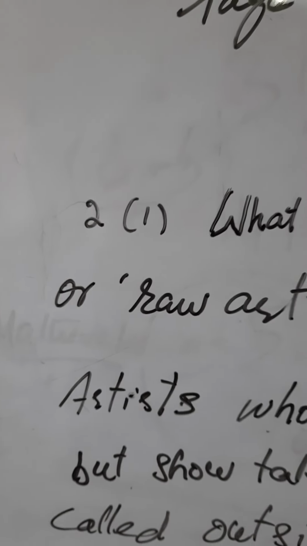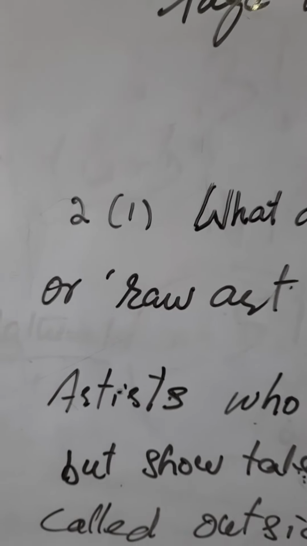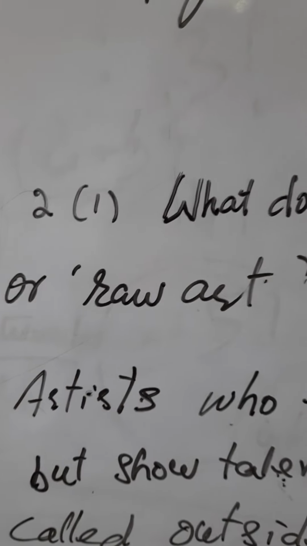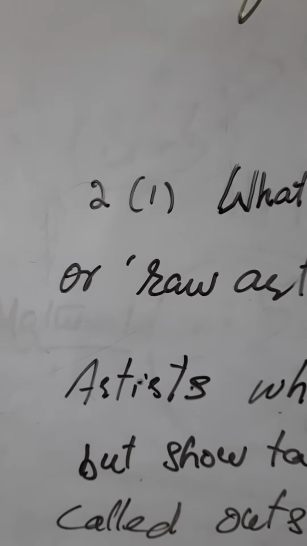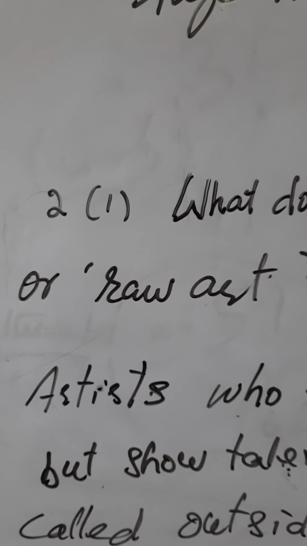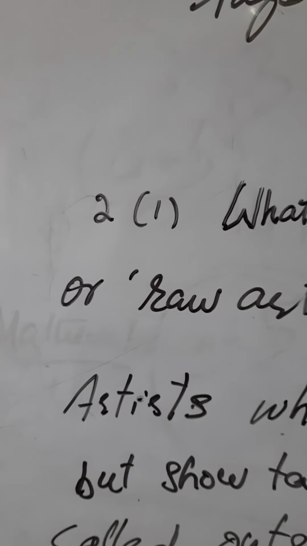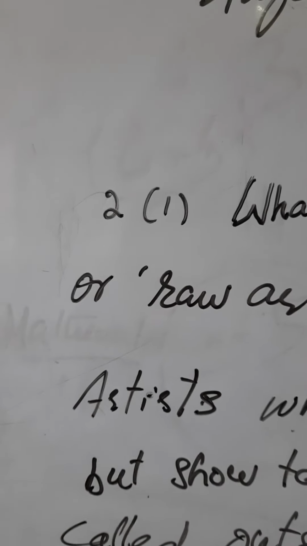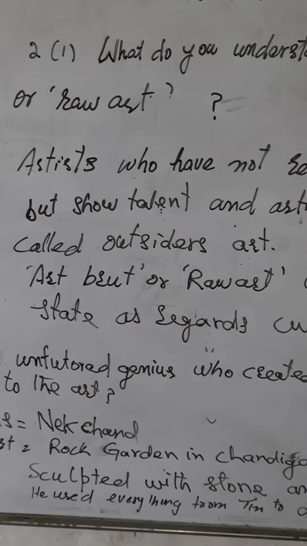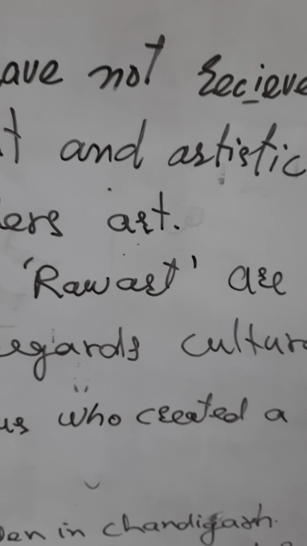Artists and painters are trained people, and every display of a work needs guidance, needs a teacher, needs training, so does art. Here we are talking of outsider art. Outsider art is art made by those people who are not well trained in this field, but they make their place in the display of arts as artists. So in the answer we have written, artists who have not received any formal training to draw paintings, but show talent and artistic insight in this field. Their art is called outsider art.